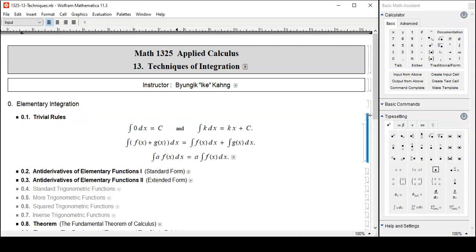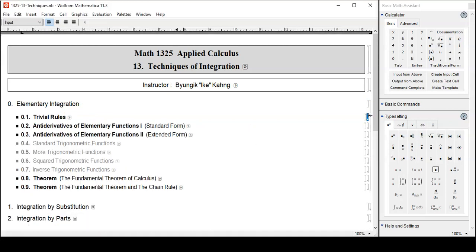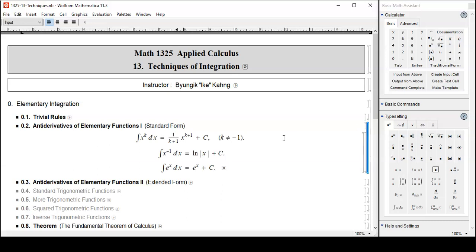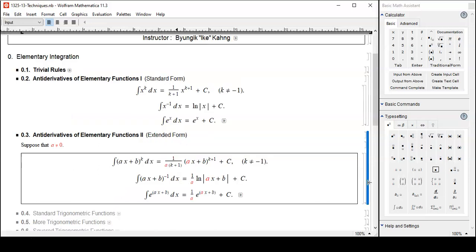Please remind yourself with some trivial rules. The standard rules, for power functions, in a special case when the power is -1, and exponential functions. And then some of the extended forms.